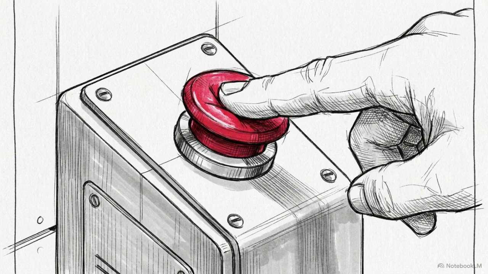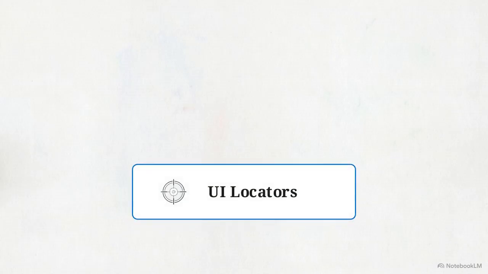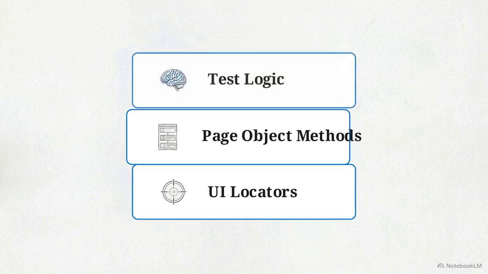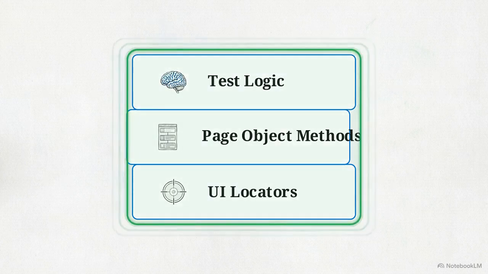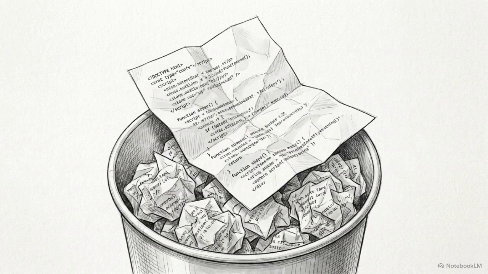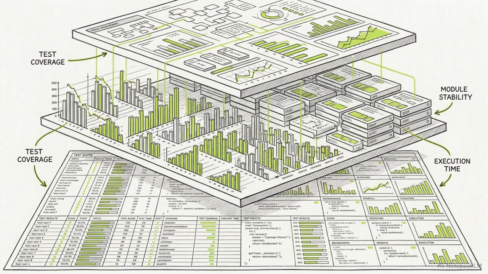Every single line of test logic, isolated from the interface, is a step toward a highly modular, resilient architecture. Adopting the page object model shifts the focus from writing disposable scripts to engineering a resilient, scalable system that maintains its integrity as the application evolves.